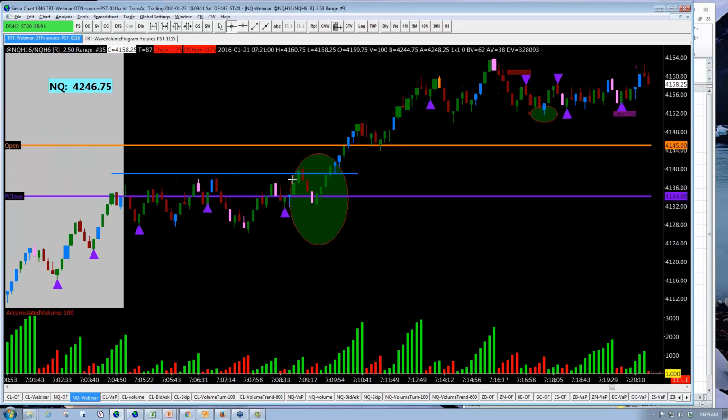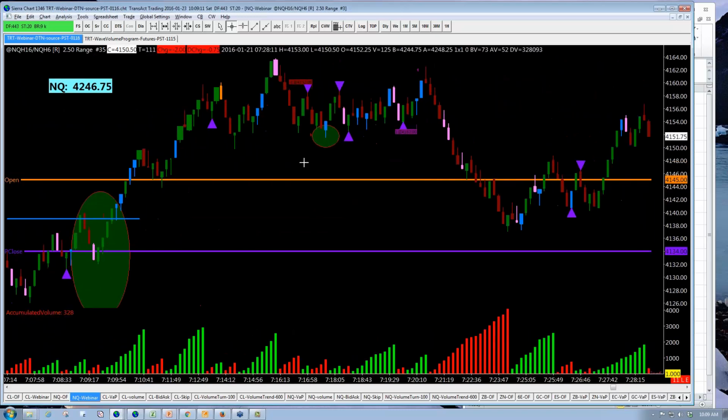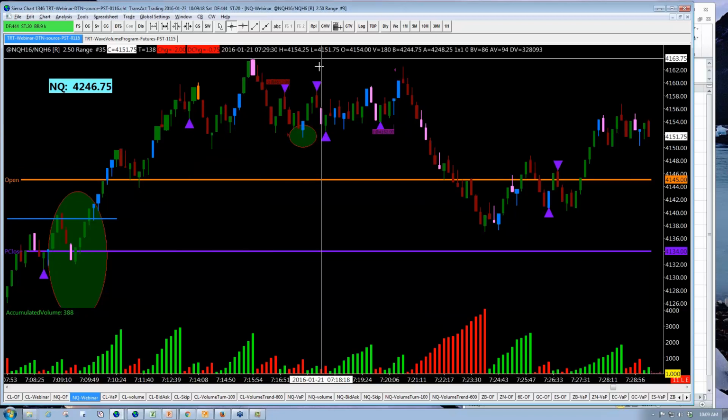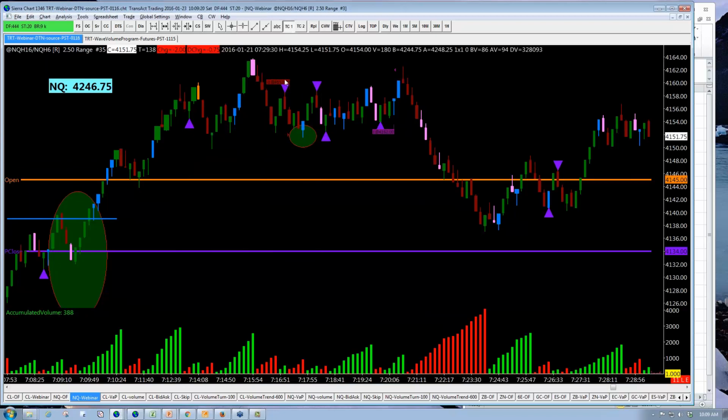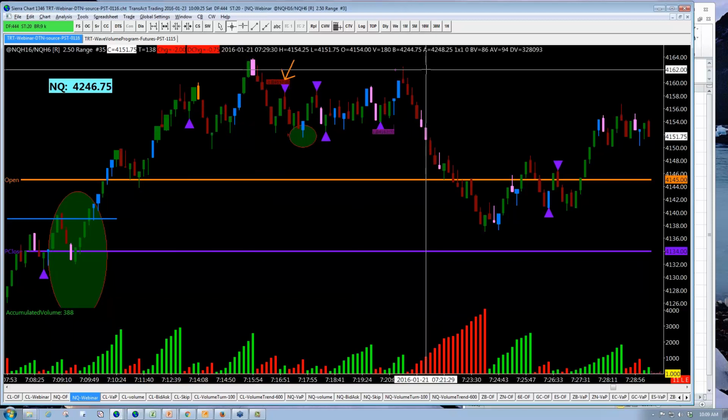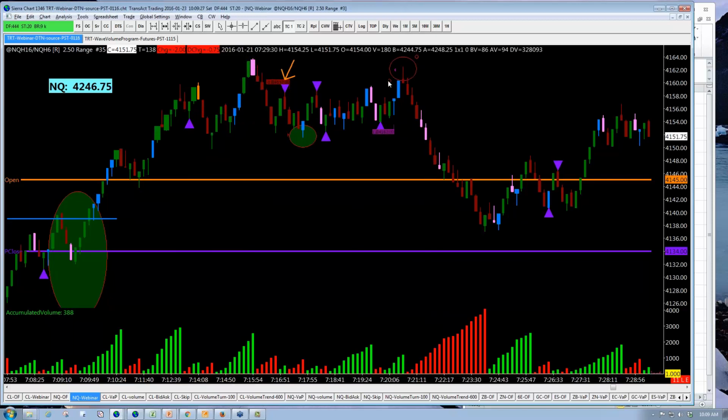So I missed this nice long piece. I shorted it here, off of this signal. This is a little ill-advised. I ended up taking a stop right there, just getting nicked. Very, very painful. Very easy to do something foolish after a painful nick like that.